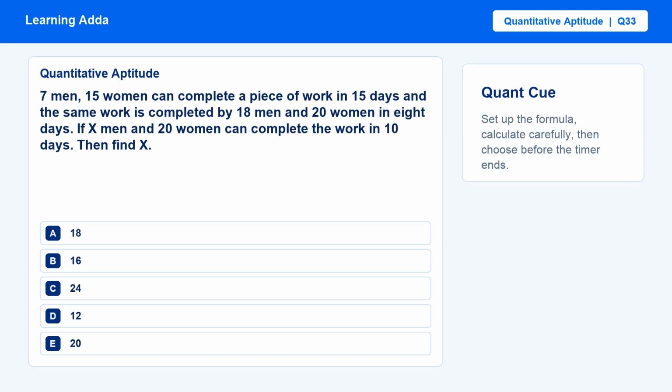Question 33. 7 men and 15 women can complete a piece of work in 15 days, and the same work is completed by 18 men and 20 women in 8 days. If X men and 20 women can complete the work in 10 days, then find X. Option A, 18. Option B, 16. Option C, 24. Option D, 12. Option E, 20. The timer starts now.